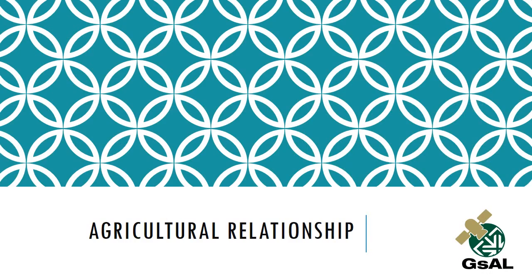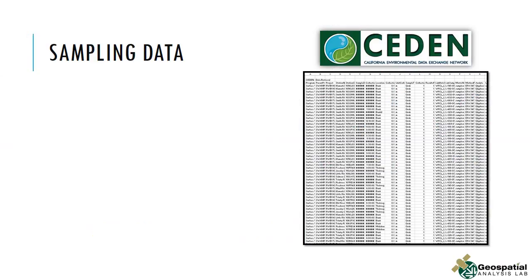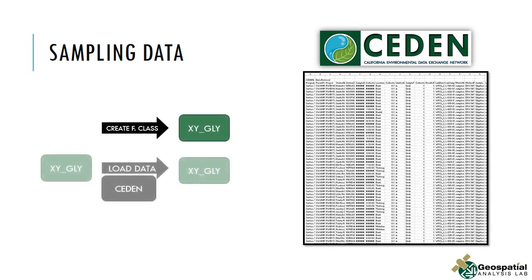The first step of the analysis was to determine if there was a relationship between Roundup Ready GMO crops and local surface water concentrations of glyphosate. The glyphosate sampling data was provided by CEDEN, the California Environmental Data Exchange Network. Data came as geocoded sampling results, which I loaded into a new point feature class for easy visualization and geoprocessing.